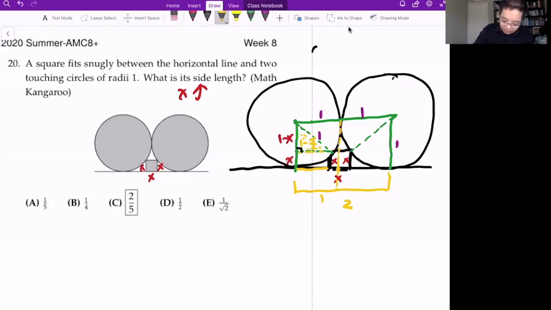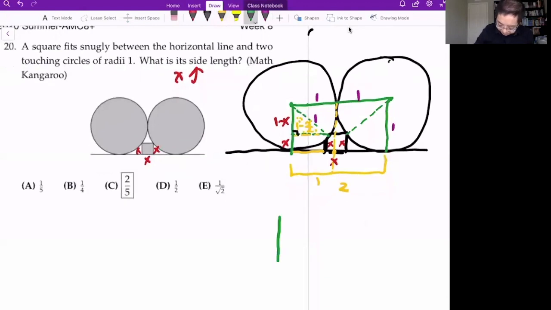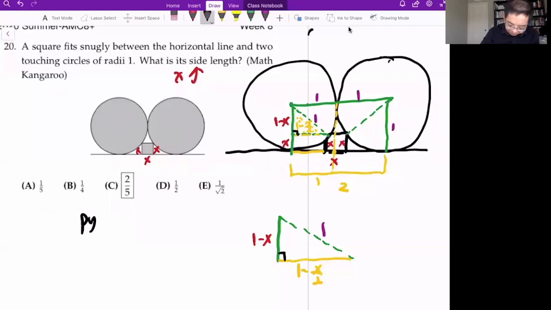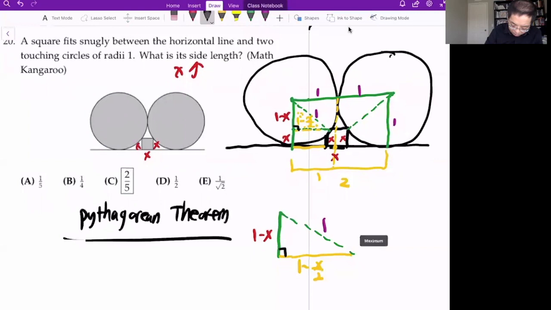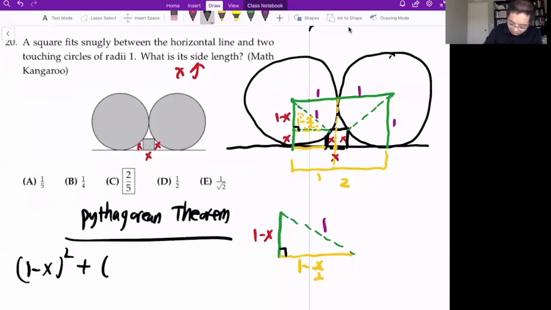Let me single this one out. So it's a right triangle. The hypotenuse is 1, and this is 1 minus x, and the other leg is 1 minus x over 2. Then we just apply the Pythagorean theorem to set up the equation. So let's write it out: 1 minus x squared plus 1 minus x over 2 squared equals 1, right? Equals 1. So we need to expand these two things out.